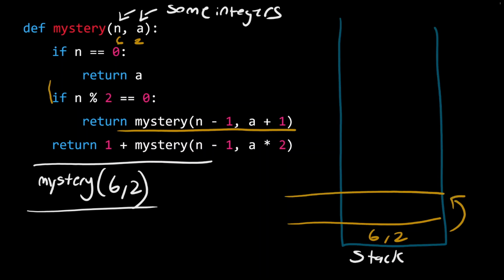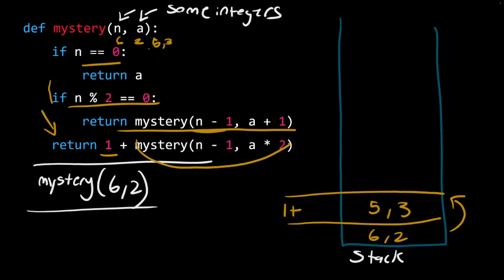We're going to call this statement, and the statement is going to be n minus 1, so 5, and then a plus 1, so it's going to be 3. And then we're going to evaluate 5 and 3. So if we had 5 and 3 here, 5 is not equal to 0, 5 isn't divisible by 2, so we're going to be running this statement. And this statement says 1 plus the returned statement, so 1 plus whatever we get from this mystery call.